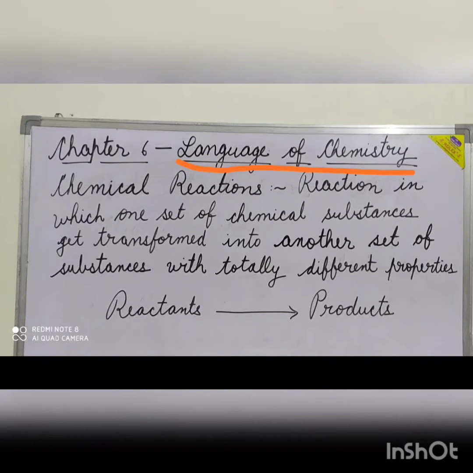First of all, we know that various types of chemical changes take place around us in which new substances are formed. The substances which undergo the change are called reactants, and the new substances which are formed are called products. So, a reaction in which one set of chemical substances gets transformed into another set of substances with totally different properties is called a chemical reaction.